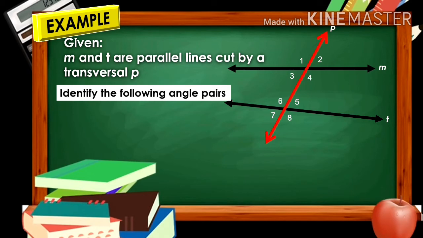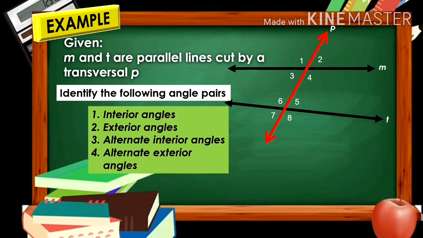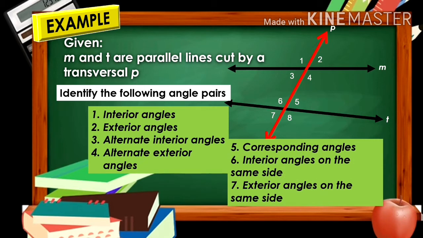So identify the following angle pairs. 1. Interior angles. 2. Exterior angles. 3. Alternate interior angles. 4. Alternate exterior angles. 5. We have corresponding angles. 6. Interior angles on the same side. And 7. Exterior angles on the same side of the transversal.